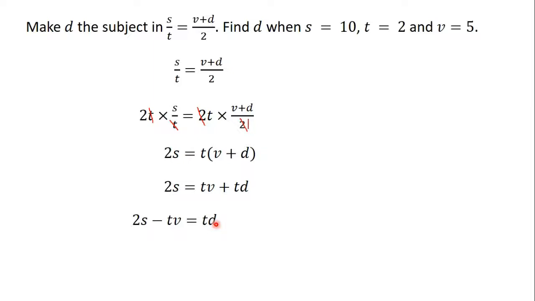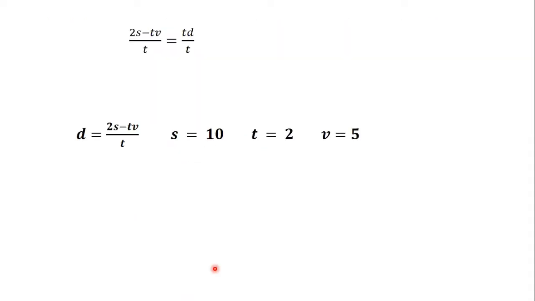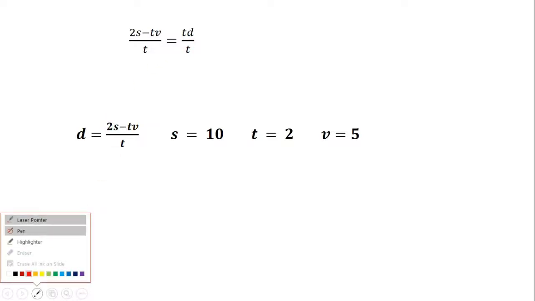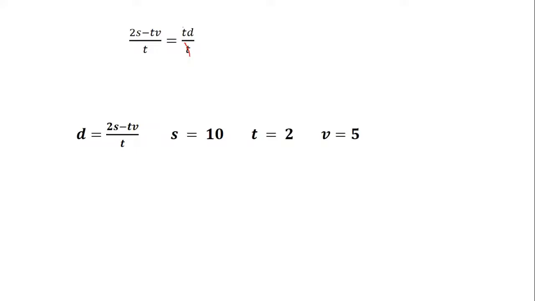So we have td, which is the term containing d, on one side of the equation. What do we do? We divide through by the term attached to d. The variable attached to d is t. So you divide the left hand side by t, you divide the right hand side by t. And when we do that, you are going to see that this t will cancel this t. So d is equal to 2s minus tv, all divided by t. So you've been able to make d the subject of the equation.